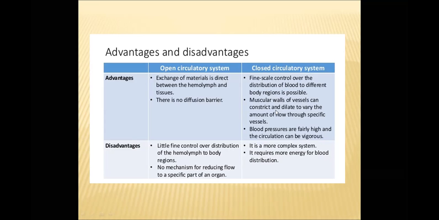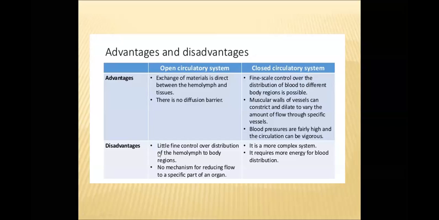The muscular walls of blood vessels can sometimes constrict and dilate to vary the amount of blood flow through specific vessels. This is also one advantage. Depending on the needs, when the tissue requires a lot of blood, the vessels dilate and more fluid will enter into the tissue fluid. When the tissues do not require a lot of materials, the blood vessels will constrict. So depending on the situation, high or low blood circulation can be made. That mechanism is present in animals with a closed circulatory system.